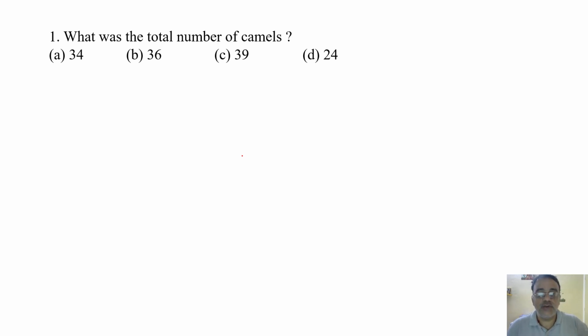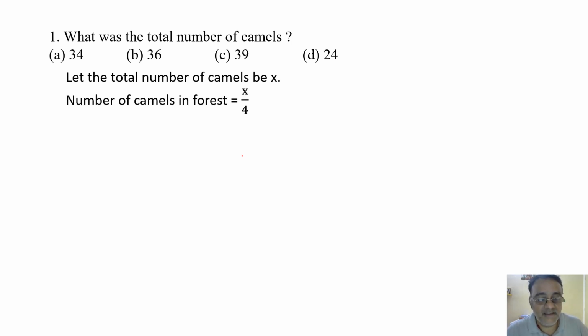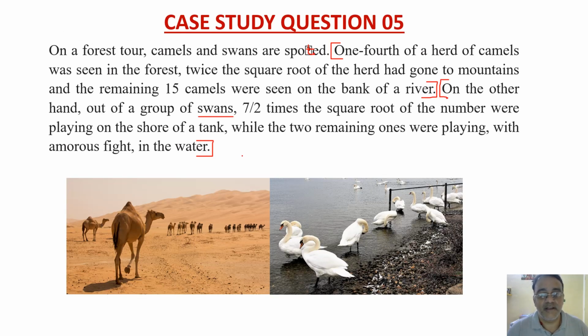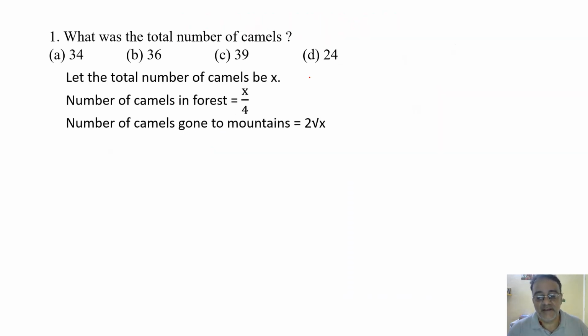So let the total number of camels be x. It is given that 1/4 of camels went to the forest. So 1/4 of x will be x by 4. And the number of camels gone to the mountain is 2 times the square root of the number of camels. So 2 root x. Okay, twice the square root means 2 into root x. Okay, this is understood. And the remaining camels on the bank of the river is given 15.